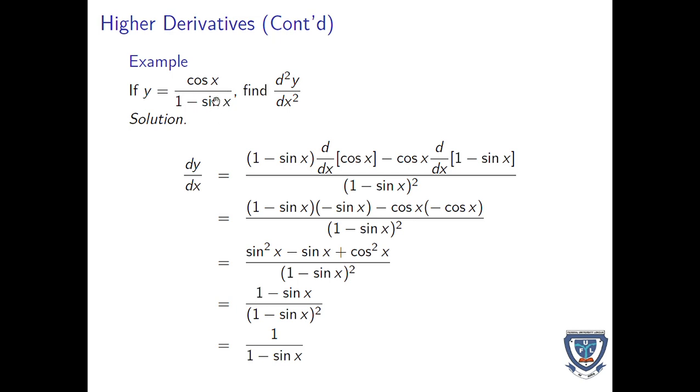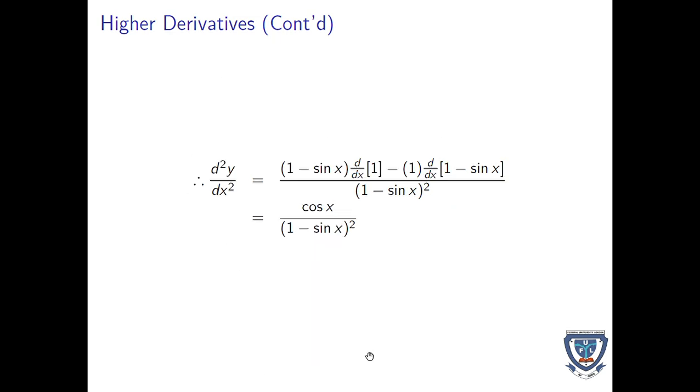Remember, this is a quotient, so you're going to apply the quotient rule, and by doing that, you're going to have 1 over 1 minus sine x. Then you continue the second time, applying the quotient rule again, then you're going to have cos x all over 1 minus sine x squared. You see.